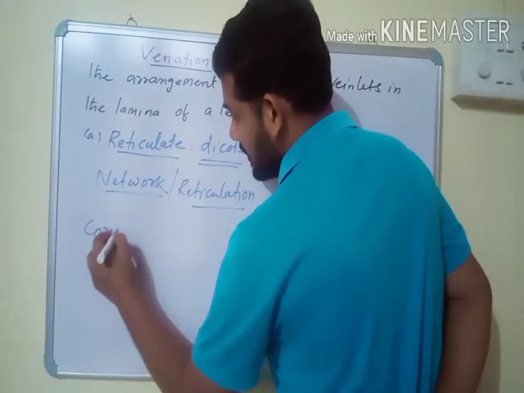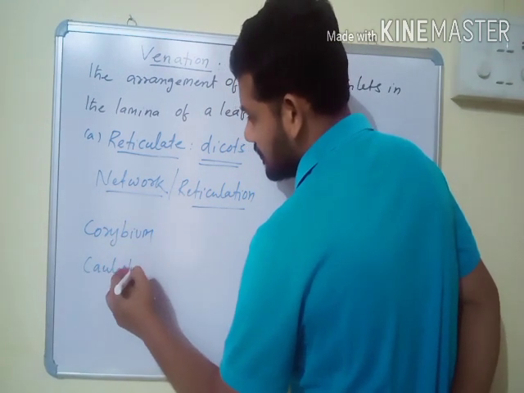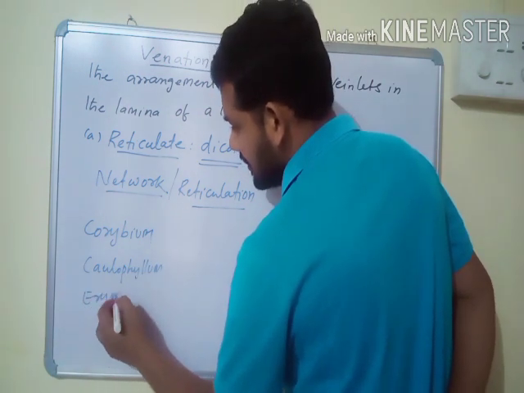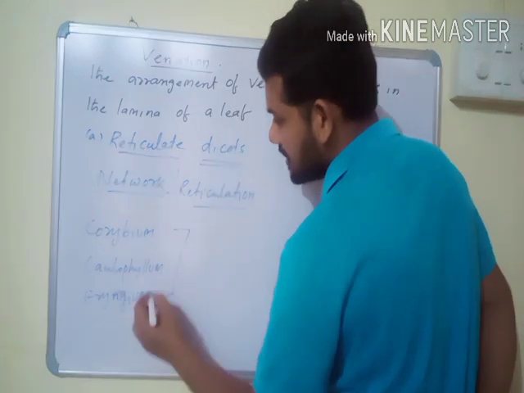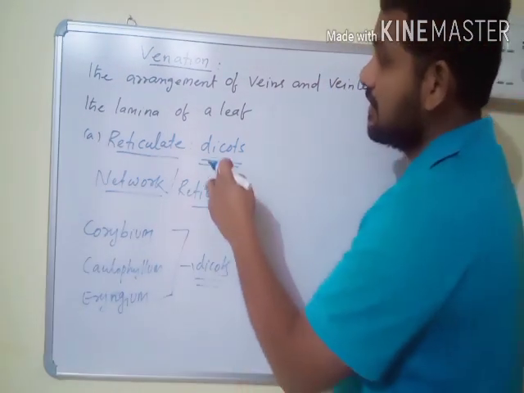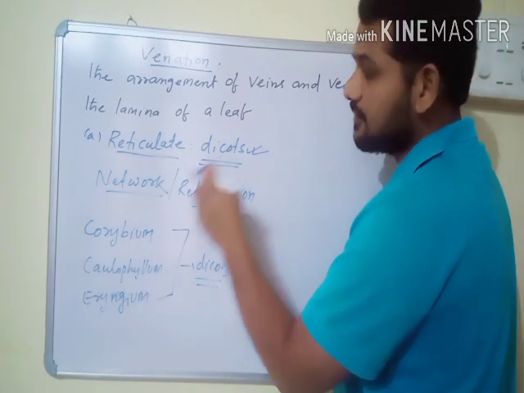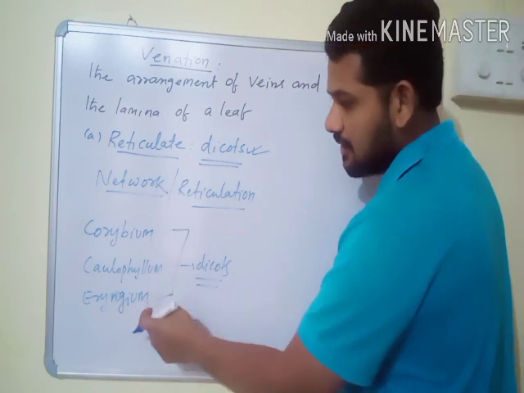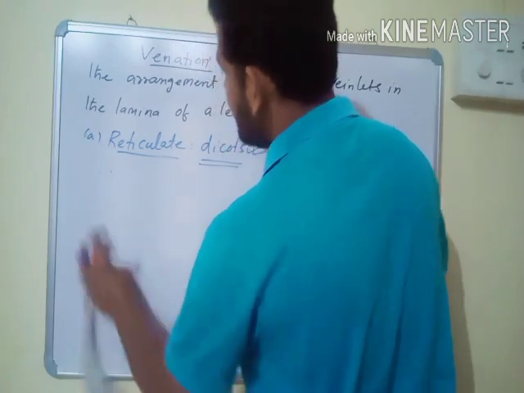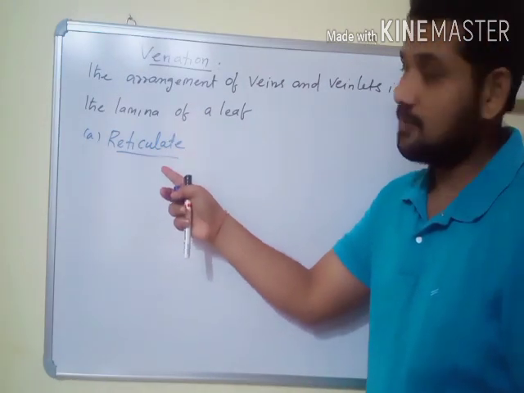For example, some dicots like Corymbium, Caulophyllum and Eryngium. All these three plants are dicots, but they possess parallel venation. Presence of reticulate venation is the characteristic feature of many dicots, with some exceptions like Corymbium, Caulophyllum and Eryngium. So now we will discuss reticulate venation. What is the main characteristic feature of reticulate venation? Presence of reticulum or network.